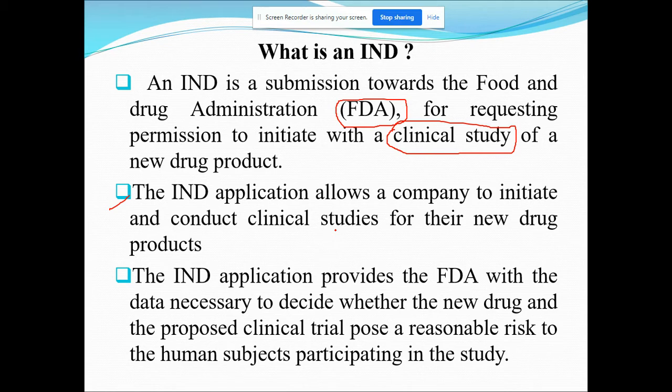Understand? Now third point: the IND application provides the FDA with the data necessary to decide whether the new drug and the proposed clinical trial pose a reasonable risk to the human subjects participating in the study. स्टुडंट, बेसिकली या IND ऍप्लिकेशनमध्ये आपण कुठली माहिती देत असतो? We are giving the necessary data which represents whatever human volunteers you are going to use for this clinical study.